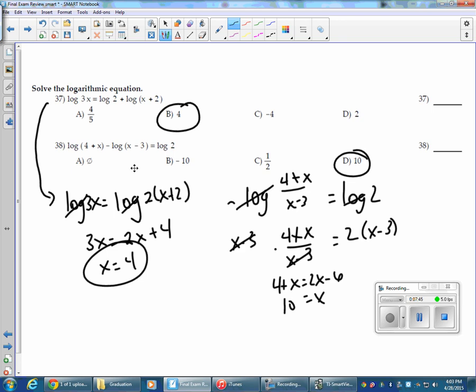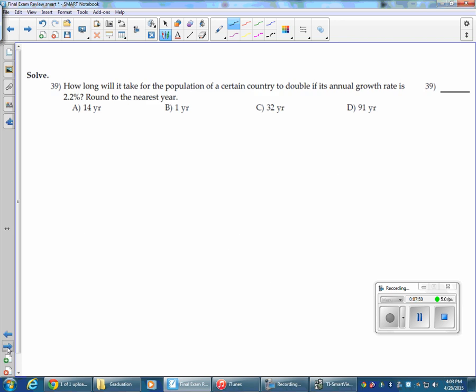And again, go back and make sure it works. Plug it in your calculator, type it in, and make sure you get equivalent expressions on both sides. You can also use your calculator, put this in the y1, put this side in the y2, and find the intersection point. That's another option to find an answer.